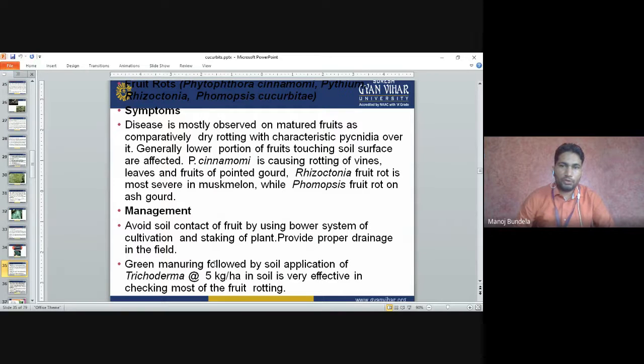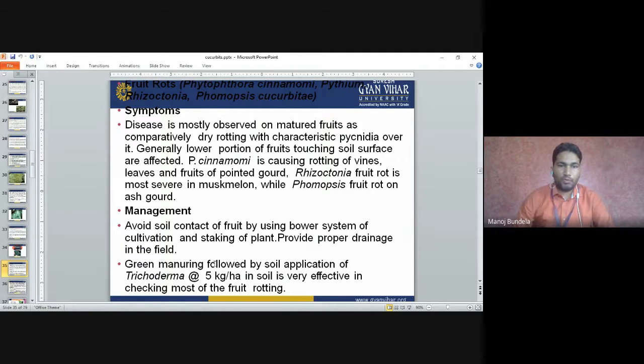Rhizoctonia fruit rot is most severe in muskmelon, while Phomopsis fruit rot is mainly on ash gourd. In cucumber, Phytophthora fruit rot occurs.